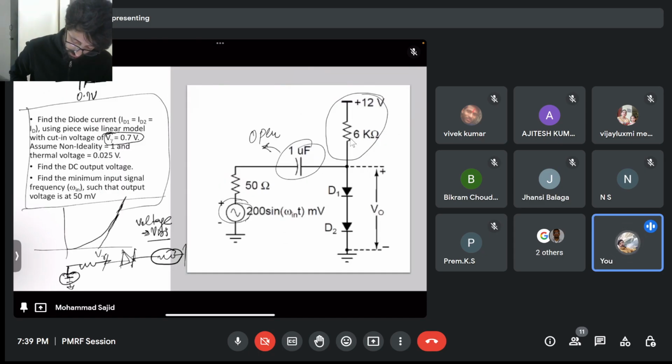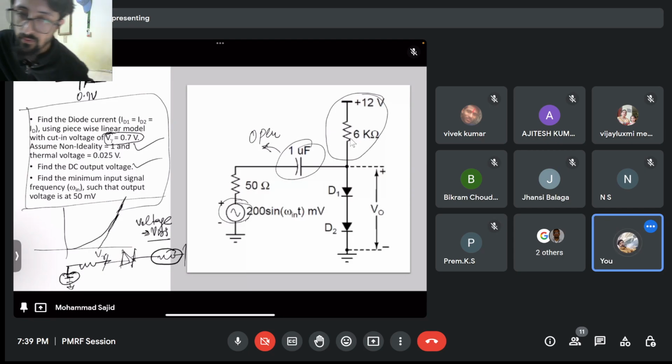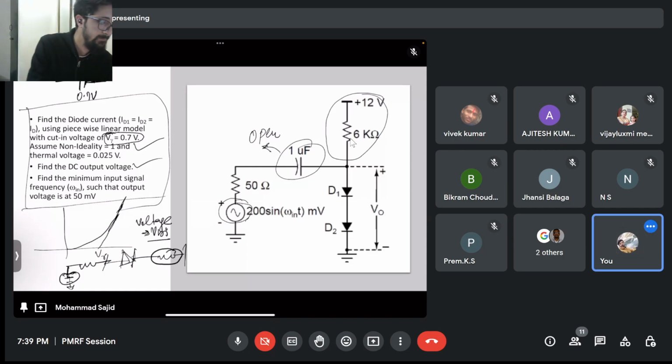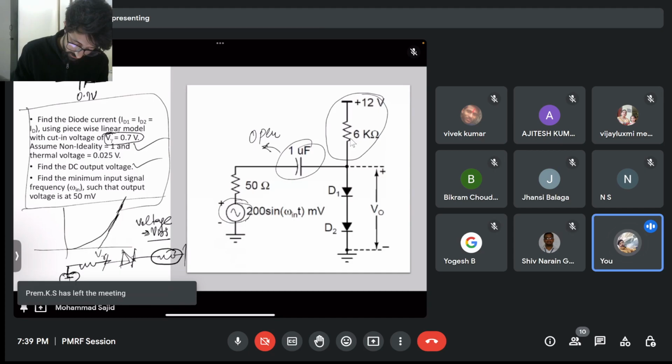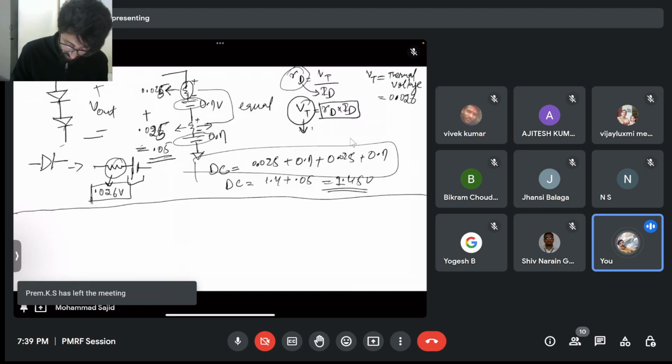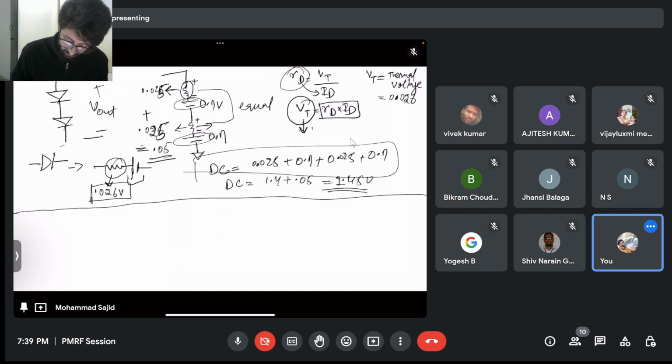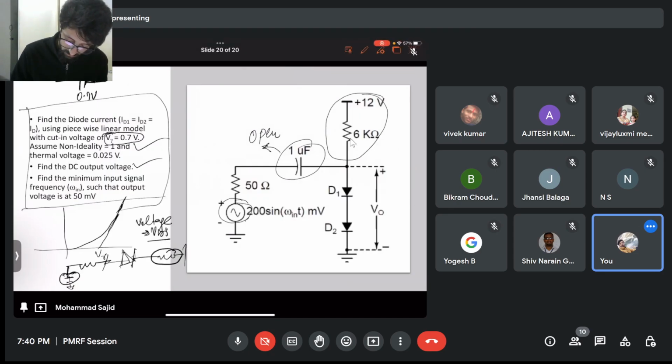Now what is the next part in this question? This is done, this is done. Find the minimum input signal frequency such that the output voltage is 50 millivolt. Can everybody try drawing a small signal equivalent circuit for this? I will give you 2-3 minutes to draw the circuit, so you will then understand how to draw small signal equivalent circuits. Can everybody try?